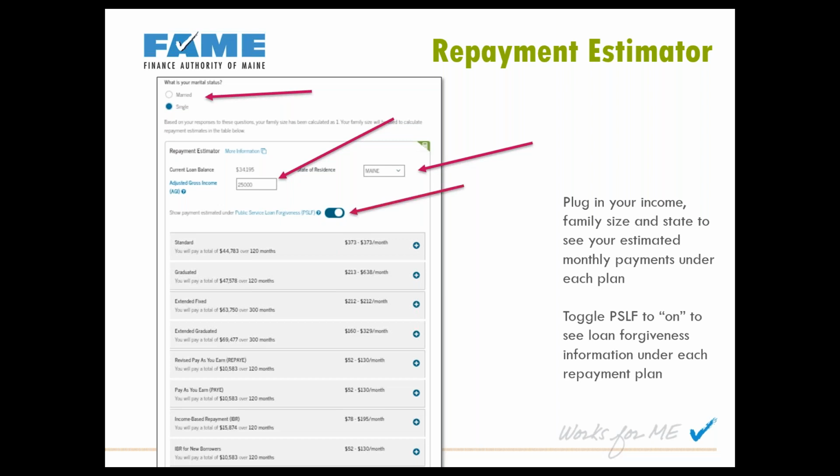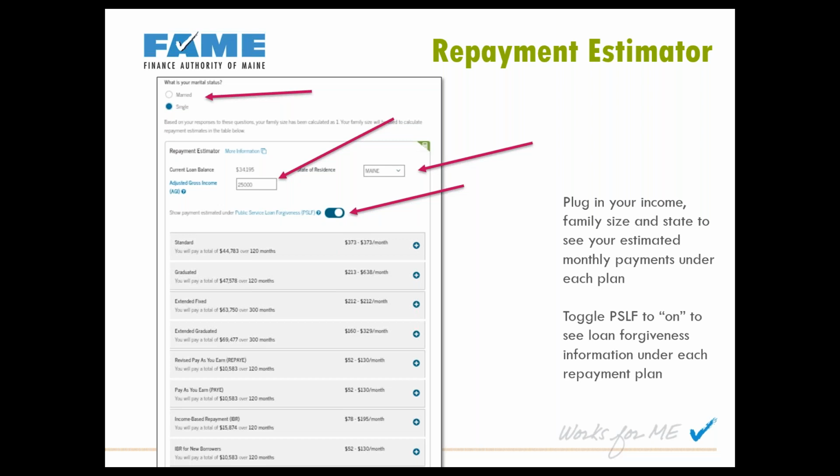You can toggle on this public service loan forgiveness button to on. And what that's going to do is show you what your estimated payment would be if you're going to qualify for public service loan forgiveness. And I'm going to talk about that in a bit.